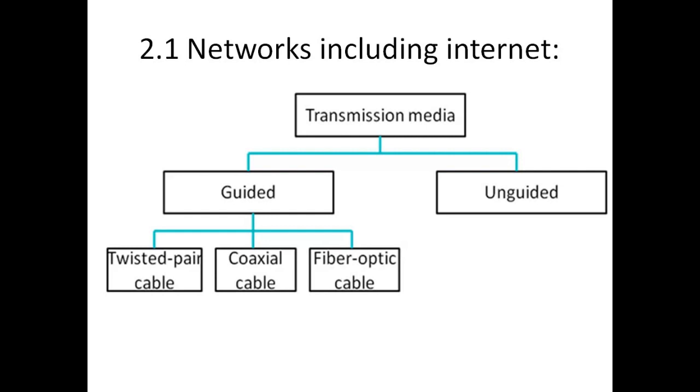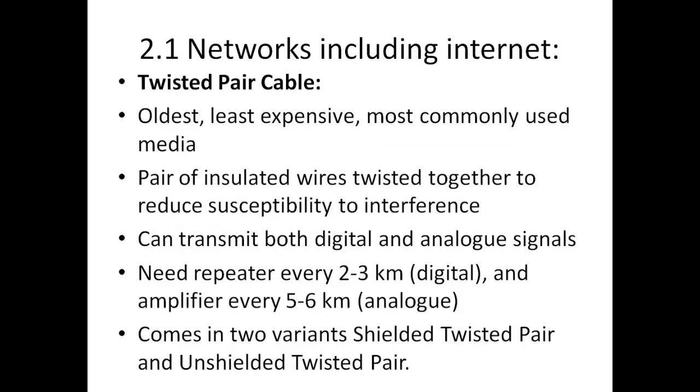So in guided media, we can have twisted pair, we can have coaxial cable, or we can have fiber optic cable, whereas for unguided media we have different forms of electromagnetic waves.